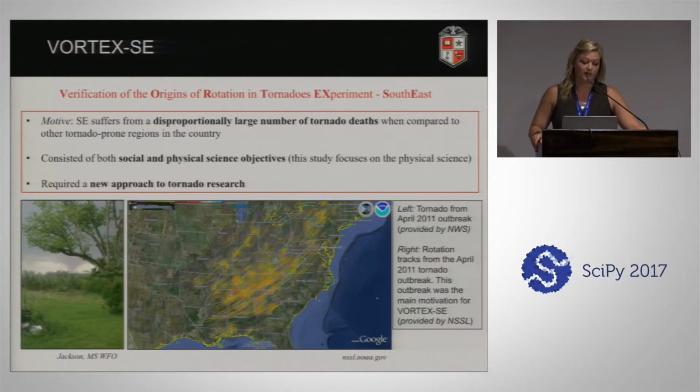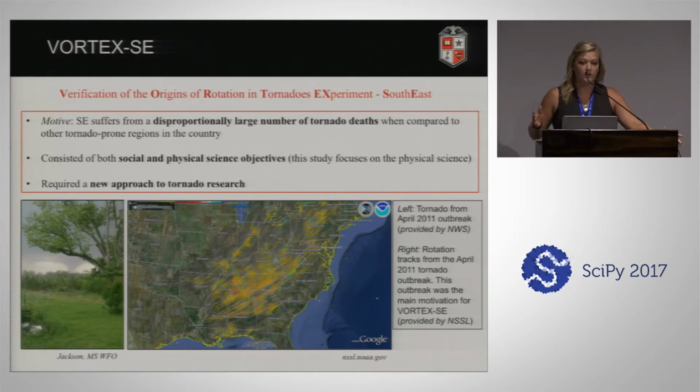So a little background, a little introduction. What is Vortex Southeast? Well, it is the Verification of Origins of Rotation in Tornadoes Experiment, Southeast. There were other Vortex projects before this, Vortex-1 and Vortex-2. They happened in the Great Plains and Tornado Alley, if you want. So why did we have this one in the southeast?